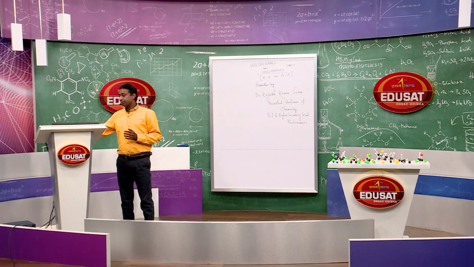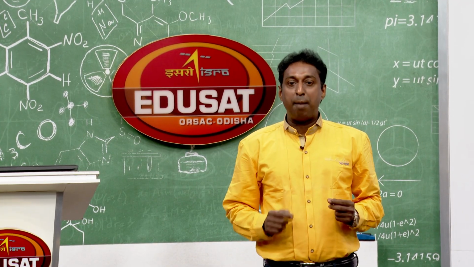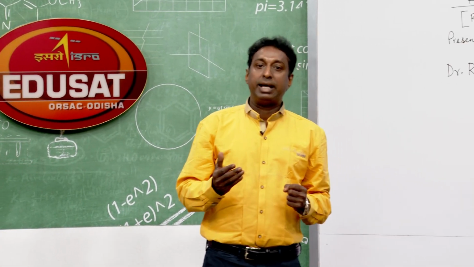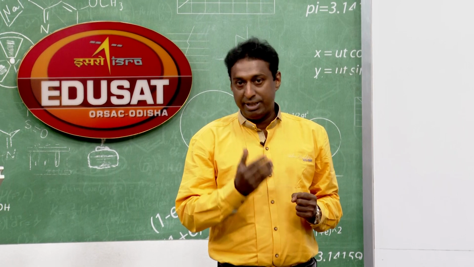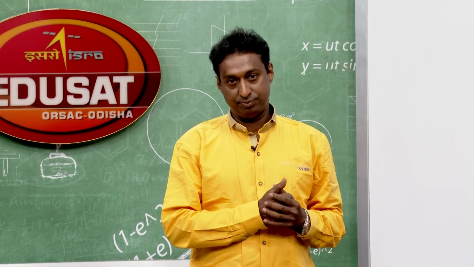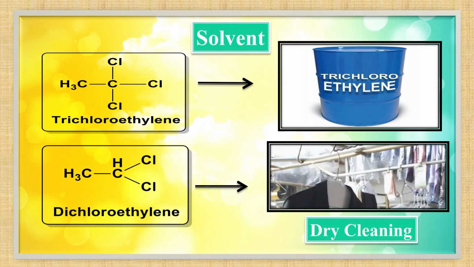Look at the next slide. Another important application of haloalkanes and haloarenes is their use as solvents, meaning haloalkanes and haloarenes are used as solvents for various purposes. On the screen you are looking at two compounds, one is trichloroethane and the other is dichloroethylene. Look at the pictures also and try to analyze what I am going to tell you. The picture will show the application of these organic compounds.